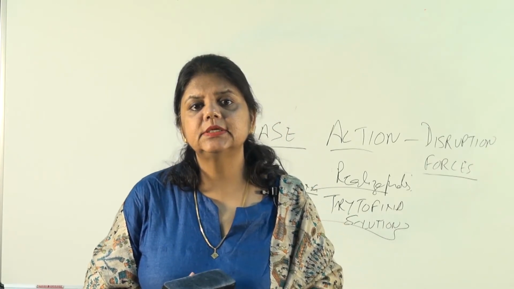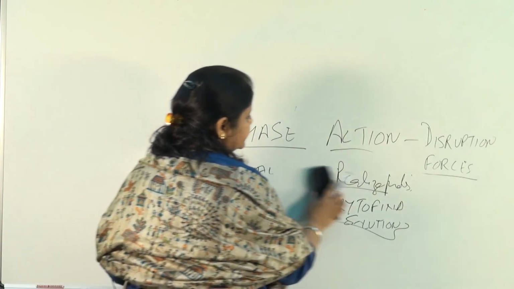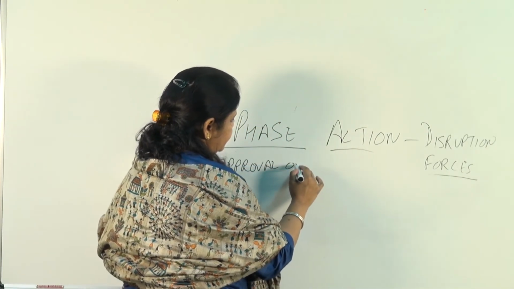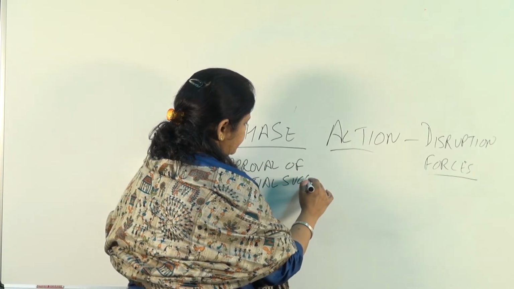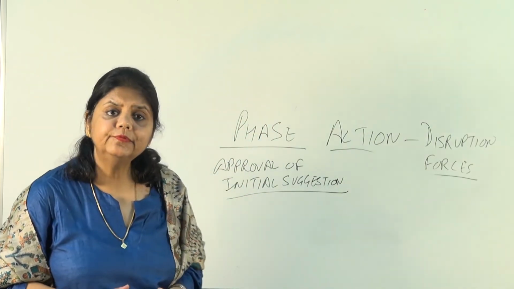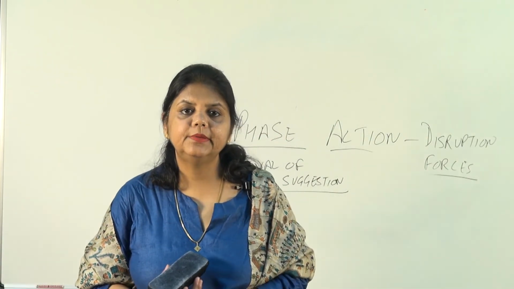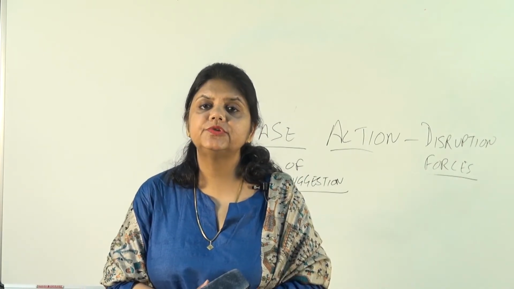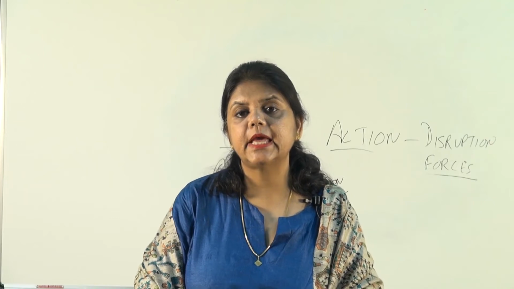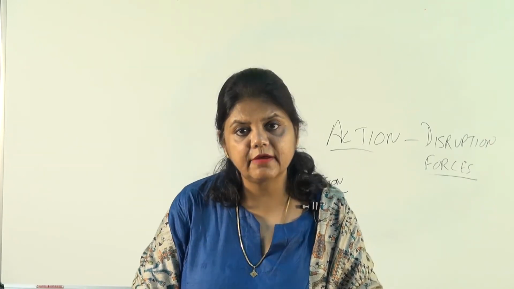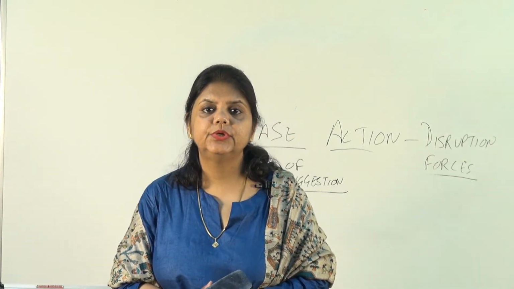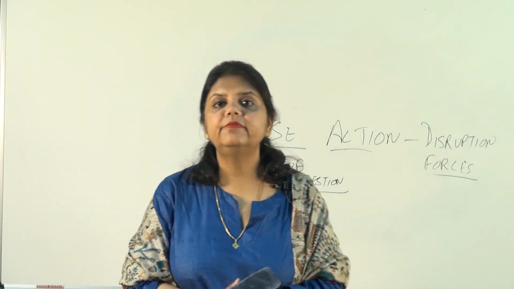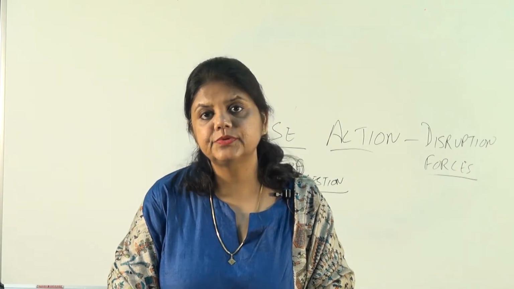The third phase for quality circles is approval of initial suggestion, wherein the action can be presentation of the initial suggestion to management. The disruption forces which can hinder the successful implementation of quality circles can be poor presentation, resistance from staff, or poor quality of solutions due to the lack of knowledge. So this is how we implement the different phases of quality circles. We do have the disruption forces also.